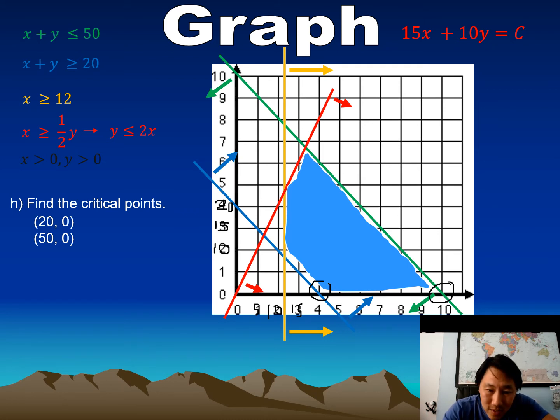Let's look at this one. So this one's harder to tell because it's not on a corner. It is somewhere in between. And the way we find it is we look at the colors. We have a yellow line and we have a blue line. So let's look at our equations up here. The yellow and the blue.